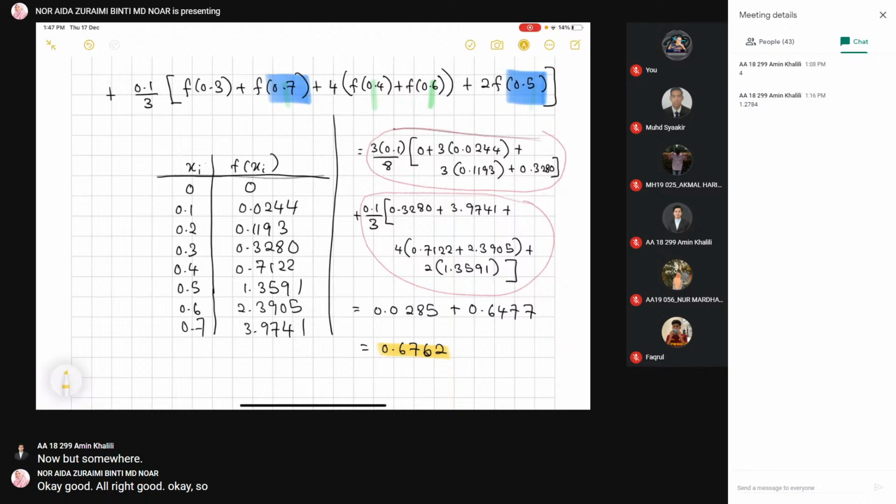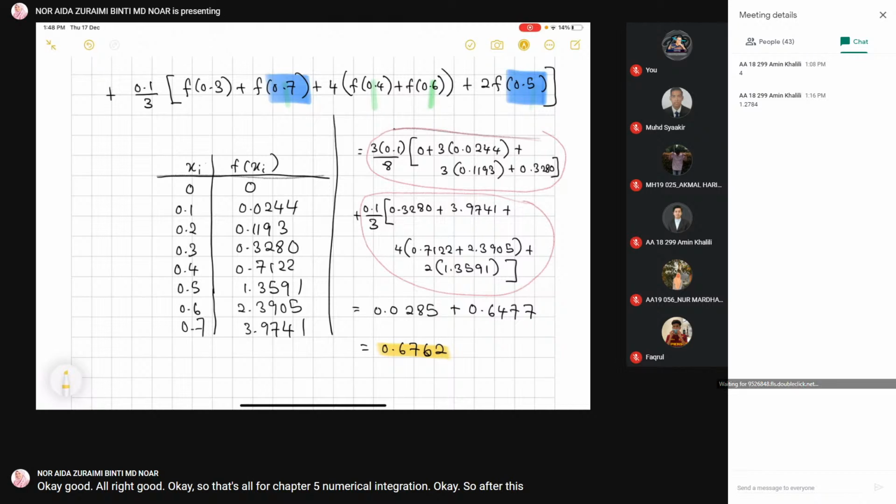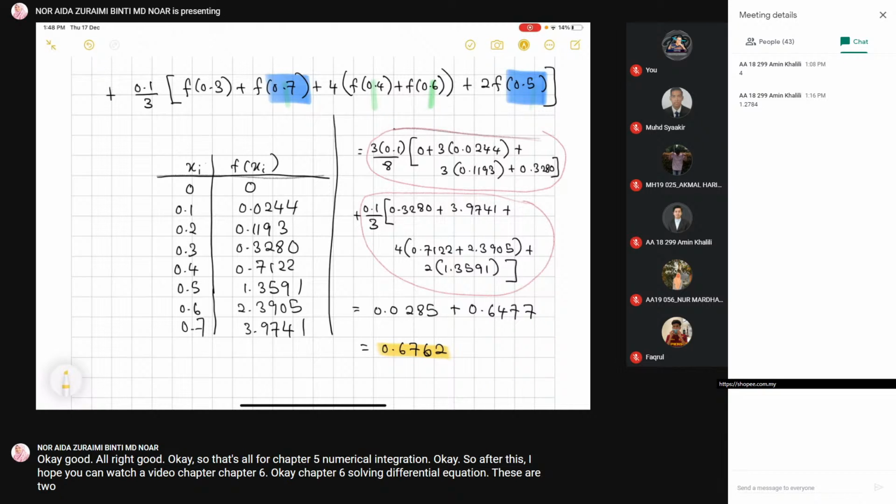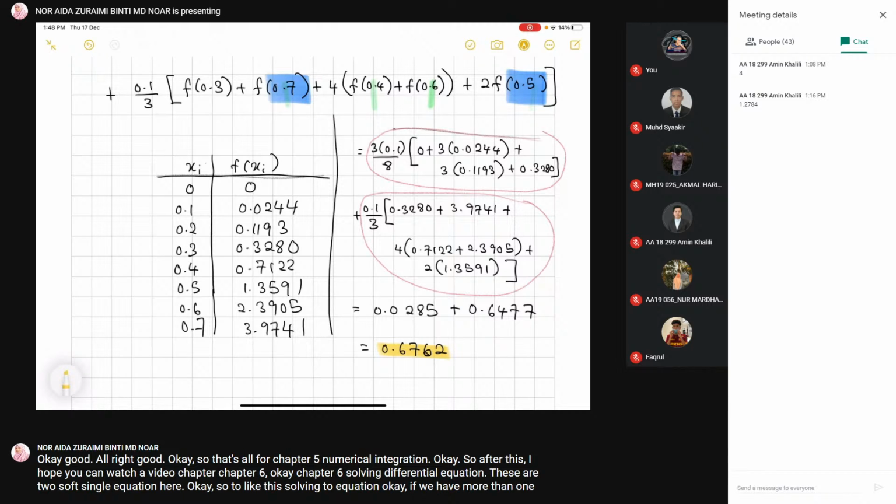Okay, so that's all for chapter 5, numerical integration. Okay, so after this, I hope you can watch video chapter 6. Chapter 6, solving differential equation. Satu solve single equation je. Satu lagi solving two equation. If we have more than one equation, we call system.